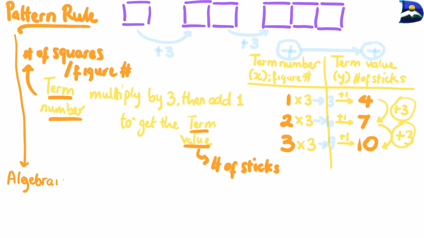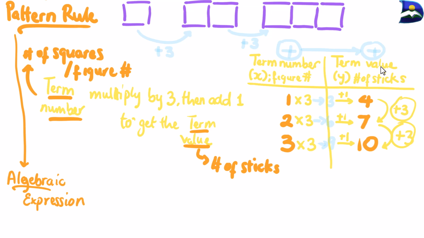algebraic expression. And algebraic expression implies what is the expression that relates what? Our term number, which is shown right here as number of squares or figure number, to the term value, which is the number of sticks. And now for way to accomplish that, we are going to be using variables that we already established on our table of values to represent our term number and our term value.